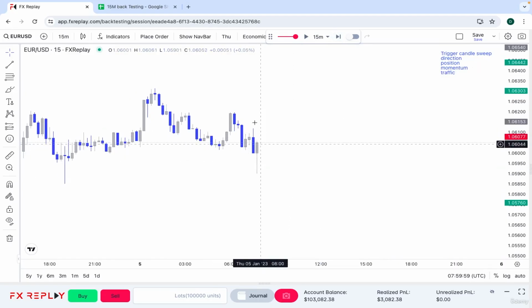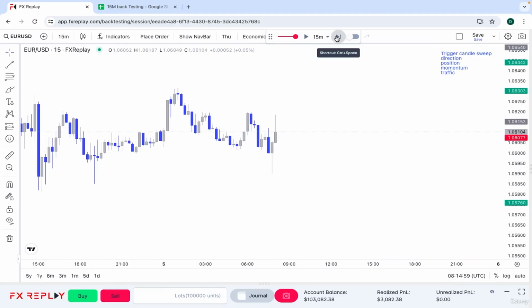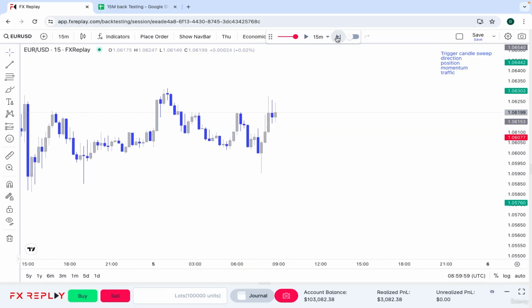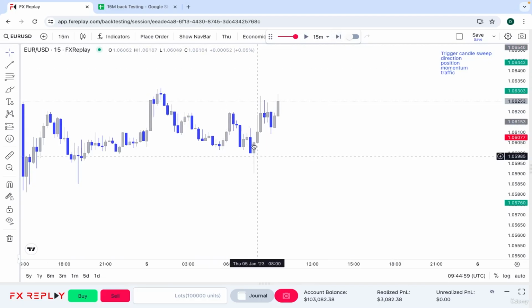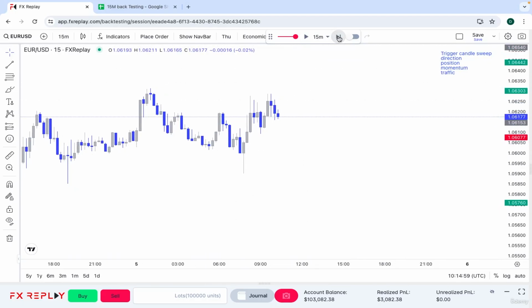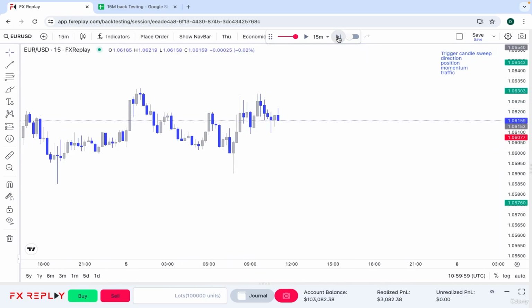It's a big sweep, but we haven't got a direction. I might even take that in another world, simply because it looks strong. In the more advanced version, I'd have probably taken that. But it's very counter trend. So there we have a trigger candle sweep, but we're actually bullish at that point.